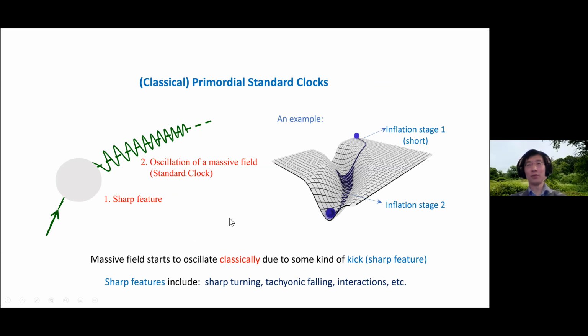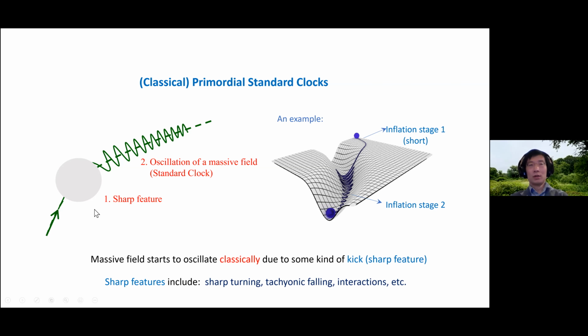But initially, this is what we thought about. So in order for them to oscillate classically, you need some sharp features to perturb the massive fields from the bottom of the potential. On the right-hand side is a complete example of how this process is realized. You have some sharp feature. Here is some rolling down of a tachyonic potential, while the inflaton has two stages of inflation, one being very short, and the second, when it finds a flatter direction, lasting longer.